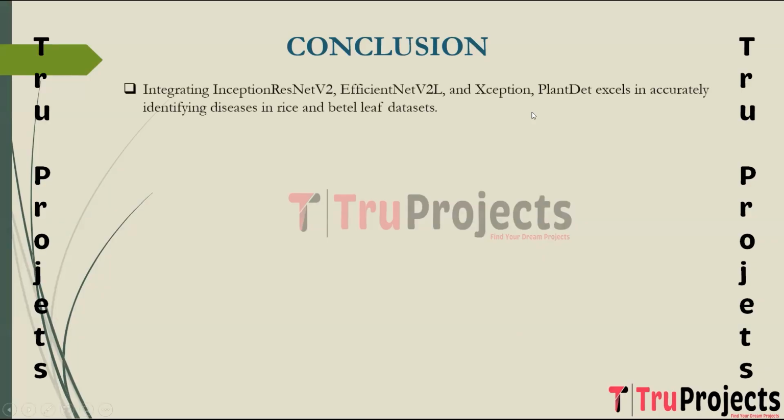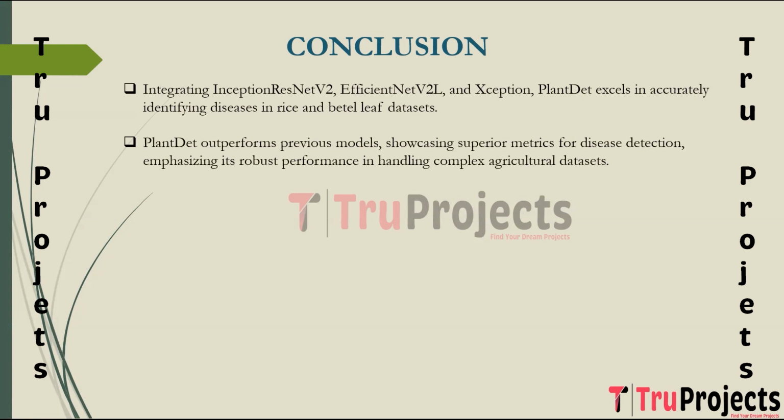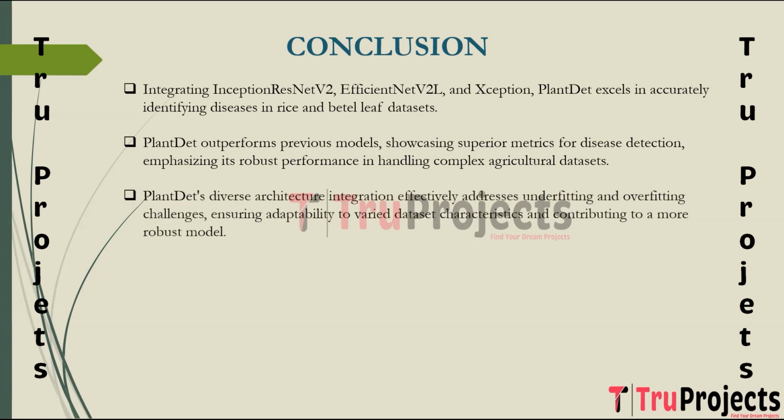Conclusion of the project. The multi-model ensemble PlantDet integrating InceptionResNetV2, EfficientNetV2L and Xception demonstrated enhanced capabilities in accurately identifying diseases in rice and beetle leaf datasets. PlantDet outperformed previous models, showcasing superior metrics for disease detection. Its robust performance underscores its efficacy in handling complex agricultural datasets.